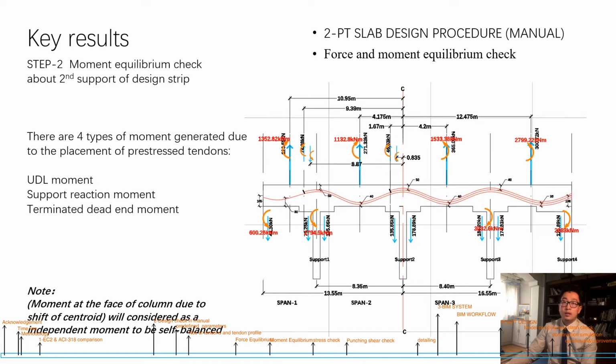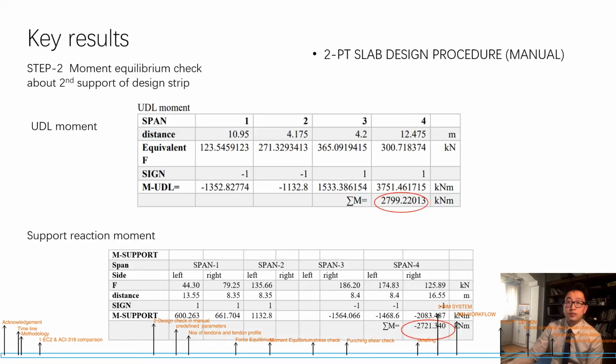And also the second support stays in the center of the whole span. So I choose to calculate the moment equilibrium about the second support of the design strip Y4. There are four types of moment generated due to the pre-stressing tendon: the upward UDL moment, the support reaction moment, the terminated dead end moment, and the moment at the face of the column due to the shift of tension.